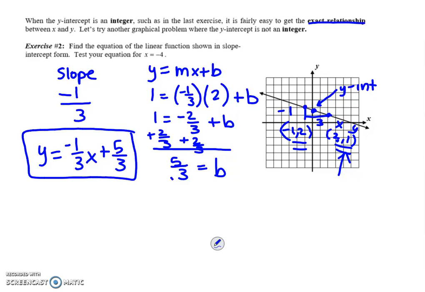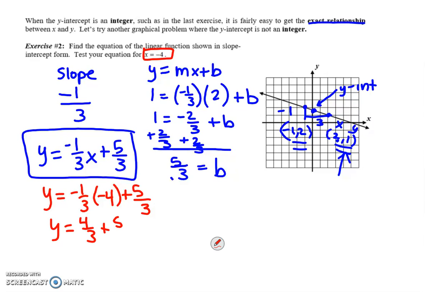Again, when we go to check for the value of negative 4, you go ahead and plug in negative 4. Here you end up with y equals 4 over 3 plus 5 over 3. y equals 9 over 3, which equals 3. So you want to check the point. x is negative 4. Does y equal 3? So you come over here. You've got x is negative 4: 1, 2, 3, 4. And y is 3.